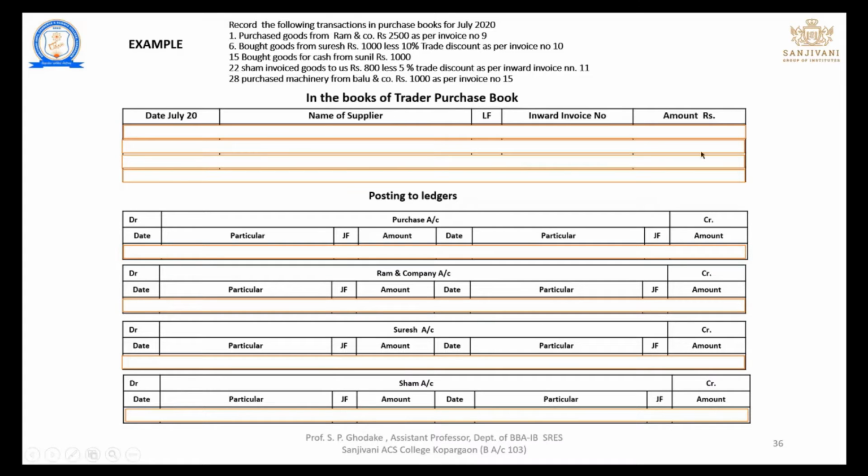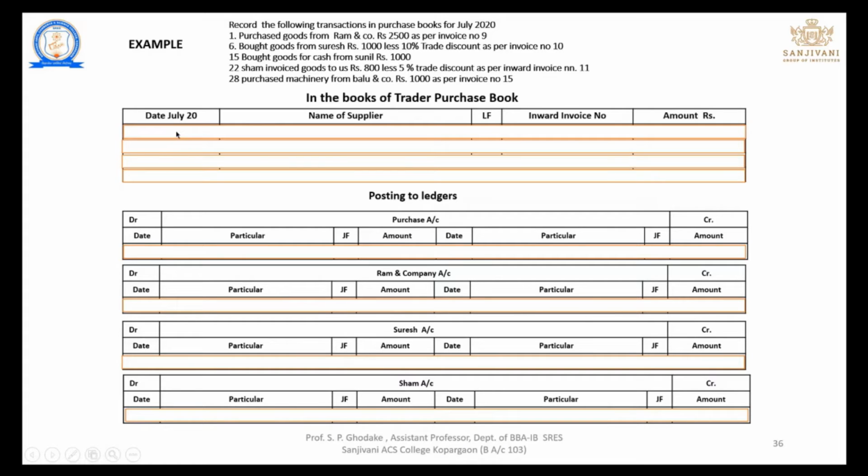As we have drawn the purchase book pro forma: date, name of the supplier, LF, inward invoice number and amount. As there are 5 transactions, we do not require more than 5 rows. Starting with the first transaction: purchased goods from Ram and Company, rupees 2500 as per invoice number 9. Here the raw material is purchased and it is a credit purchase. All the credit transactions are recorded in the purchase book. The cash transactions are recorded in the cash book, so cash transactions are not recorded here.